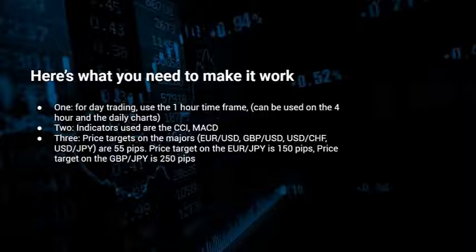Now, the price targets on the majors, the euro dollar, pound dollar, dollar Swiss, dollar yen, it's a 55 pip target, but I use a 55 pip stop loss. So it's a 1-to-1. And when I'm talking about targets, I'm not talking about double counting. So if, let's say, I took 2 lots on the trade and I closed the trade at 25 pips, some people would say that that's actually 50 pips. And I agree. I guess technically that's what I'm earning.